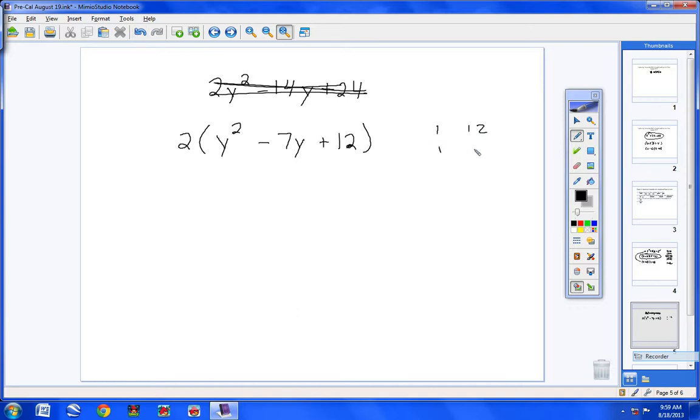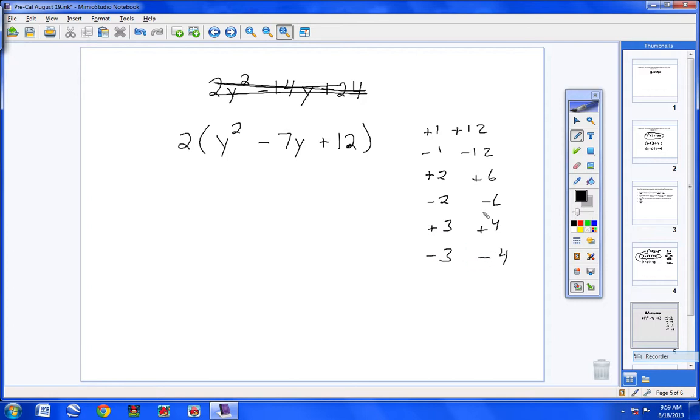1 times 12, 1 times 12. 2 times 6, 2 times 6. 3 times 4, 3 times 4. Now, what type of 12 do you have right here? Isn't it positive? Sure it is. So I want a positive times a positive and a negative times a negative.